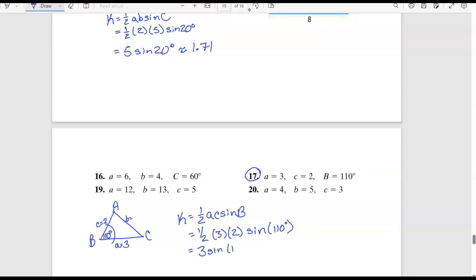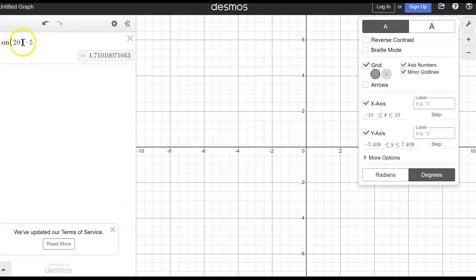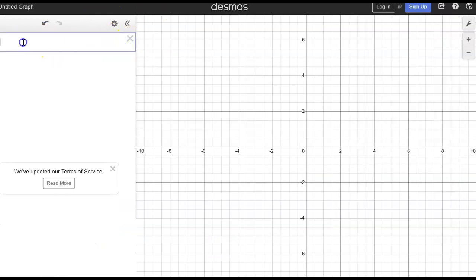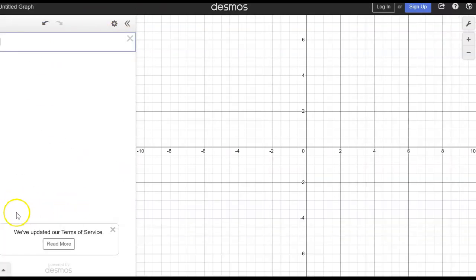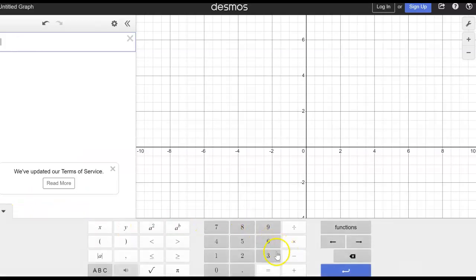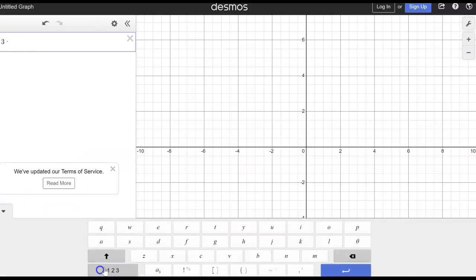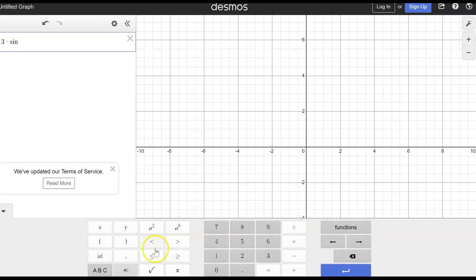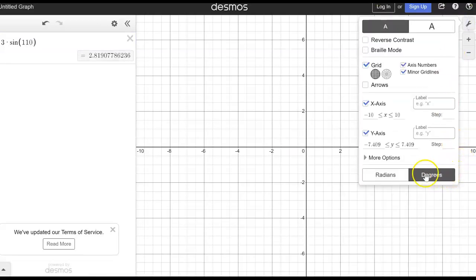Going back to Desmos, we're going to need 3 times sine of 110. And we're still in degree mode. So here is my side, about 2.82.